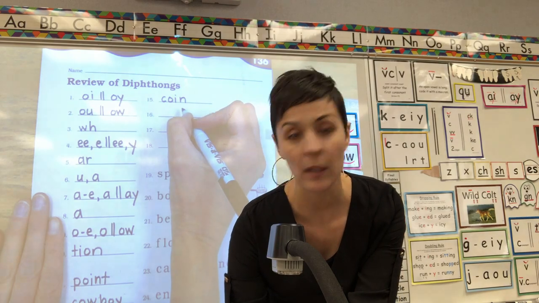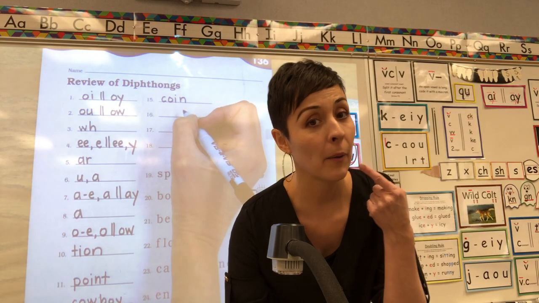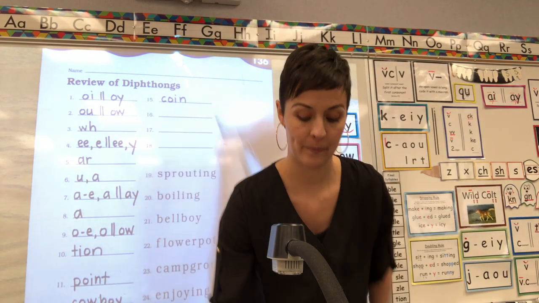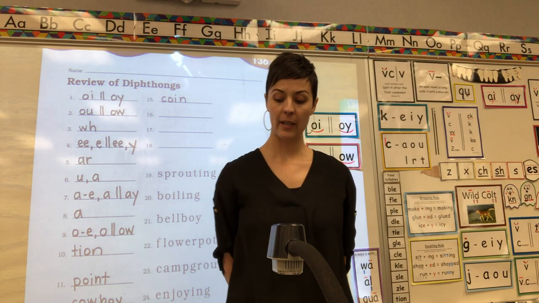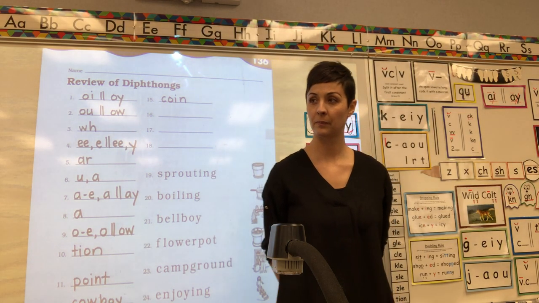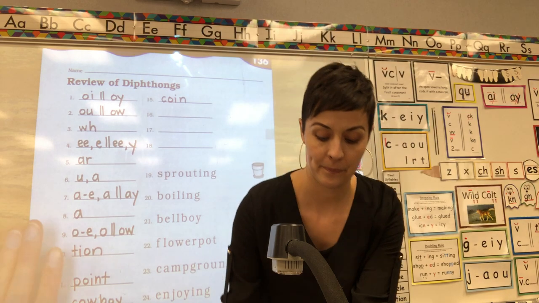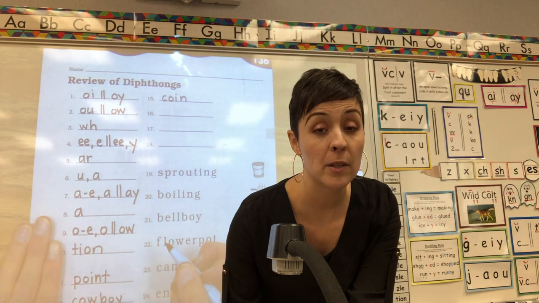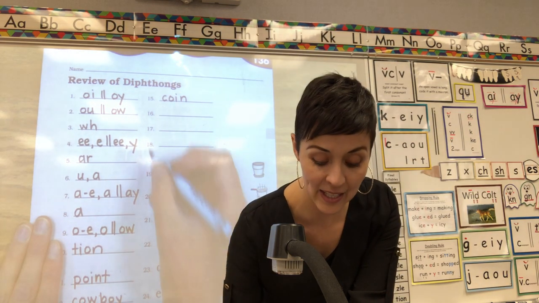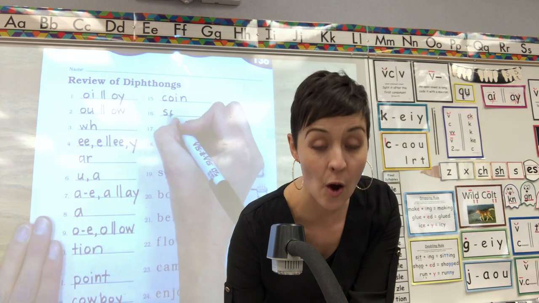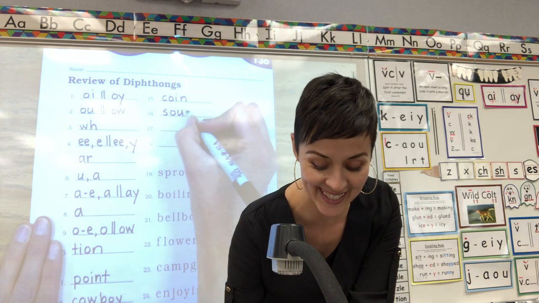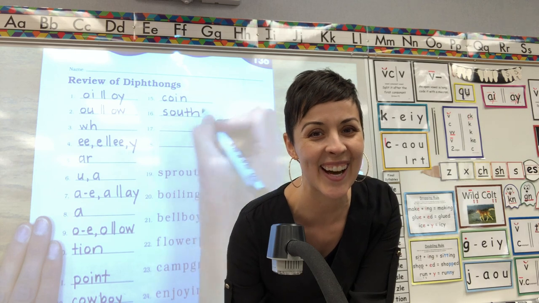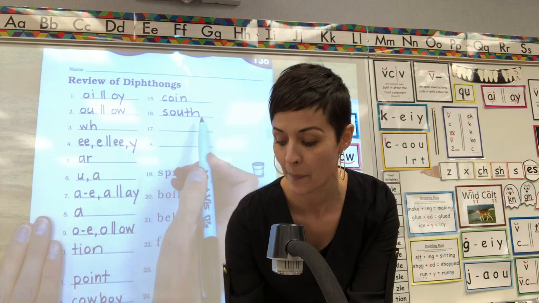Next one, spell for me the word south. What word? South. Okay, will you spell south for me starting S? Ready? S-O-U-T-H. You got it. O-U says ow in south.